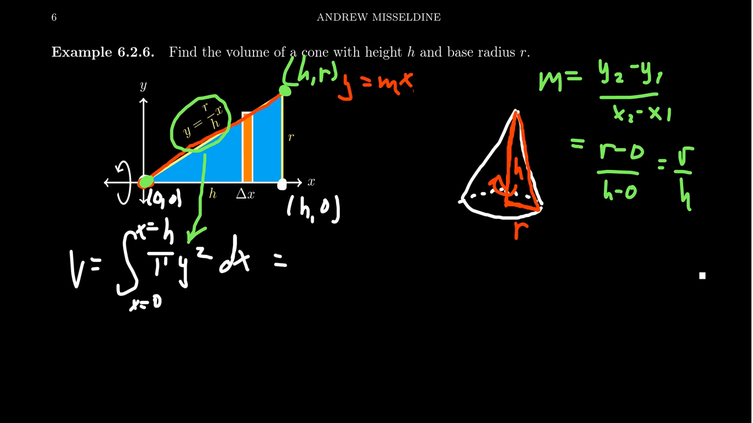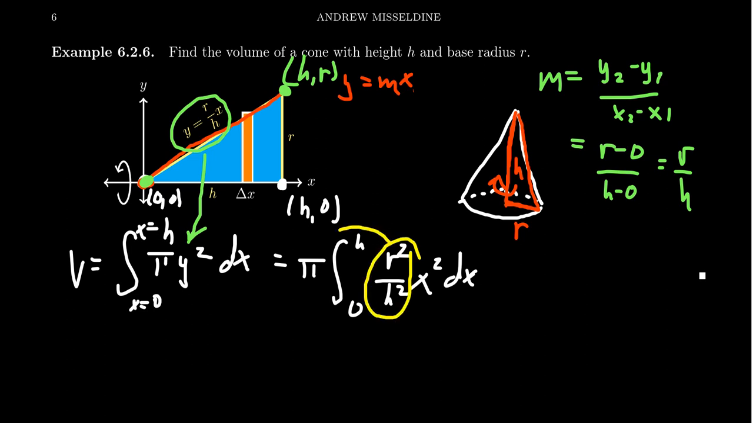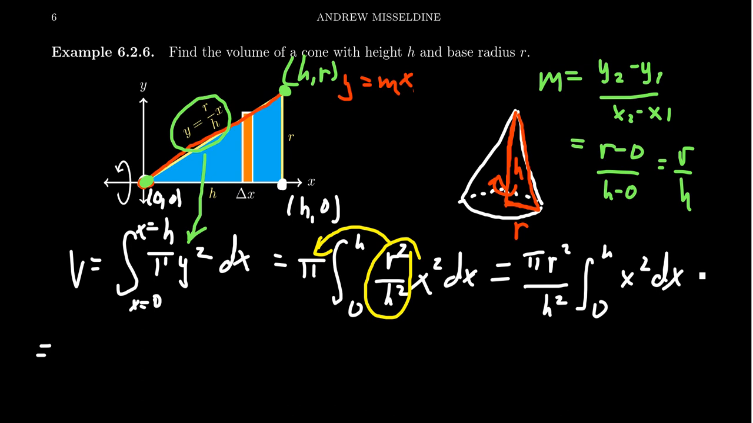We're going to plug that in for the y-coordinate, y equals r over h x. I'm going to factor the pi out of the integral because it's just a constant, from 0 to h. We're going to end up with r squared over h squared times x squared dx. I'm also going to take the r squared over h squared out, because again, this is just a constant. So we end up with the expression pi r squared over h squared times the integral from 0 to h of x squared dx.